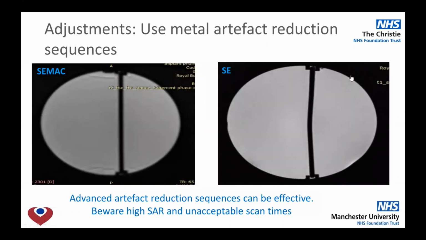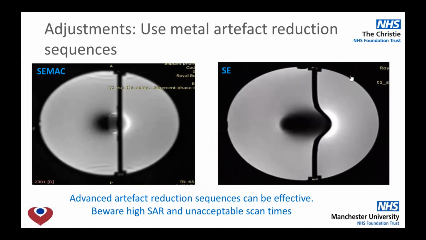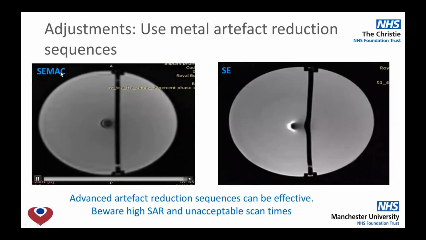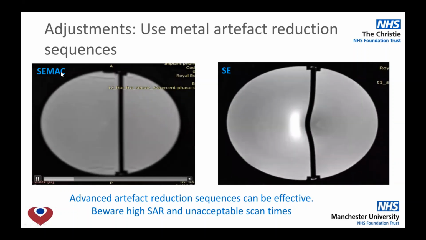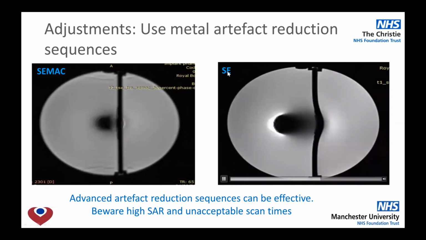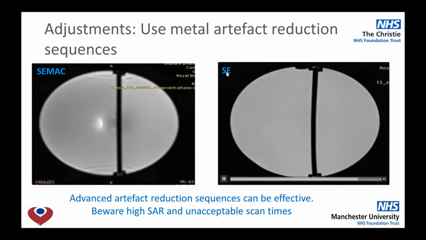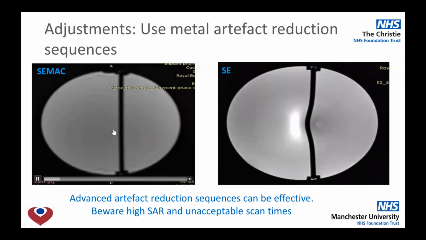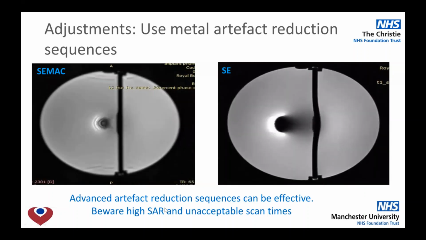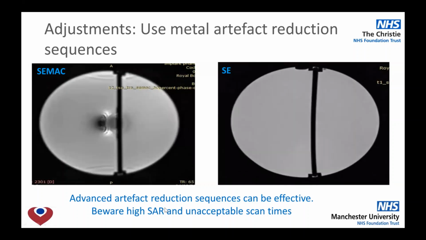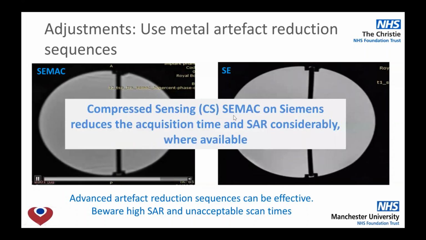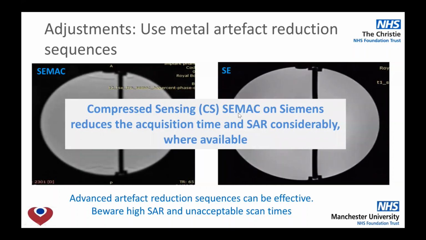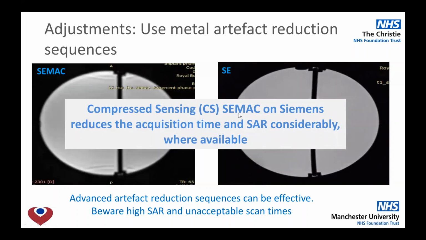One final option is to use a specific metal artifact reduction sequence. So on the left, we have an example of a slice encoding metal artifact correction sequence, or SEMAC. On the left, we have the same phantom that we met before with the spin echo sequence. And these sequences can be extremely effective. Unfortunately, they take a long time and they're very high SAR. However, very recently, a compressed sensing version of SEMAC has become available on Siemens scanners, and this will reduce the acquisition time and SAR considerably where it is available.